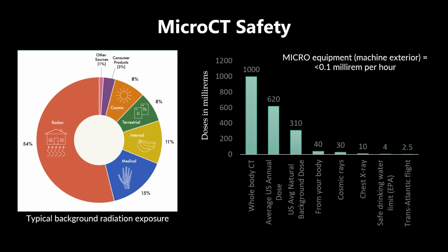What about MicroCT safety? As with all X-rays, as well as many environmental sources, MicroCT scanning produces radiation. However, the vast majority of the radiation produced by the MicroCT remains inside the equipment due to the full radiation shielding that is in place. Radiation measurements on the exterior of the machine are less than 0.1 millirem per hour. This dose is considerably lower than many doses typically experienced by the average US resident, including things like from a chest X-ray or from cosmic radiation.